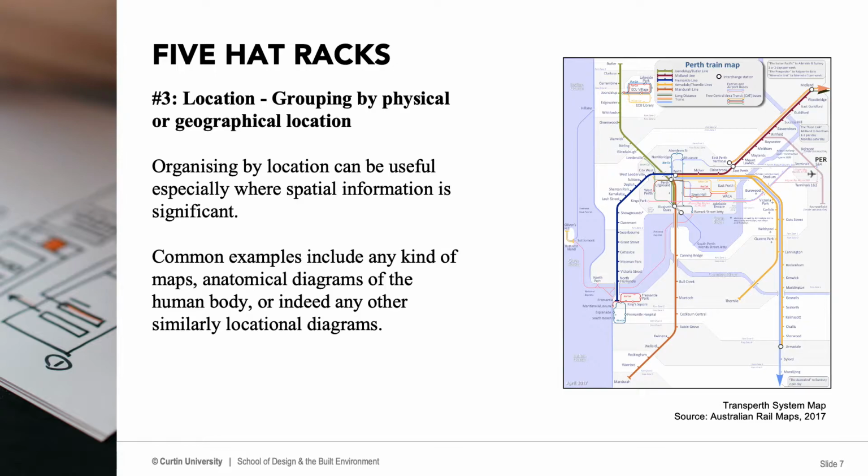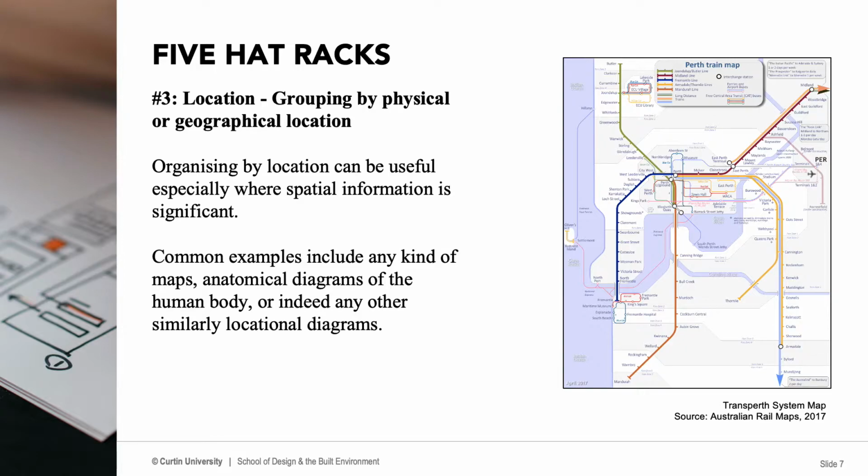Now, this is not just for locational or geographic maps. This also can apply to physical anatomical diagrams of the human body or any kind of locational diagram. So grouping by physical or geographical locations is another useful way to approach this. Can you think of apps or services that you use that leverage this kind of way of presenting information?